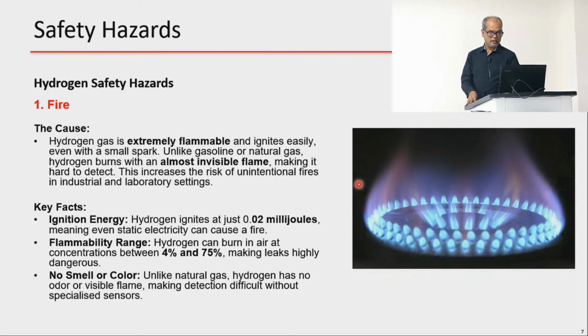Now, the first one, as I say, is fire. The cause is that hydrogen is extremely flammable, as I mentioned. It ignites easily, even with a small spark. So unlike natural gas or gasoline, hydrogen burns with an almost invisible flame, making it really hard to detect, and this increases the risk of unintentional fire in industry and laboratory settings. So, that is why we need better risk assessment and safety levels even in the lab as well.